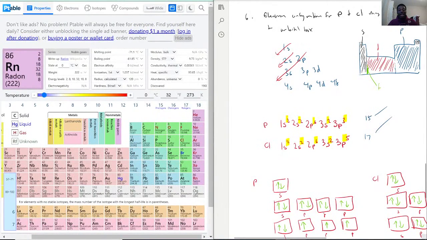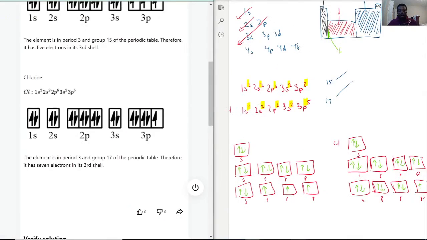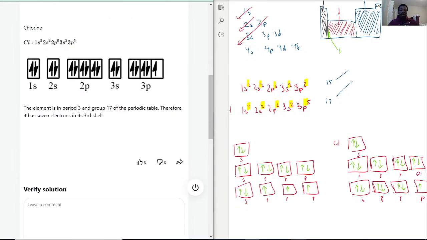So let's see how we did. Yep, 3p3, and that's how they fill it halfway. It's perfect. And chlorine, 3p5, and that's how they filled it as well. Great. And exactly, phosphorus is in group 15 of the periodic table, chlorine is in group 17, and it has 7 electrons in its third shell. Pretty much exactly, you should be able to find what element it is based on the number of electrons it has, as long as it's not an ion you're working with.